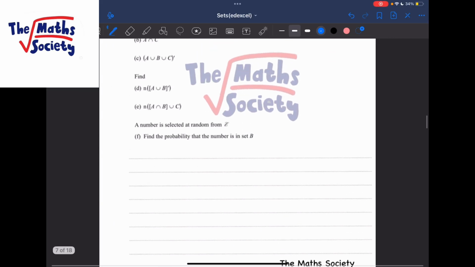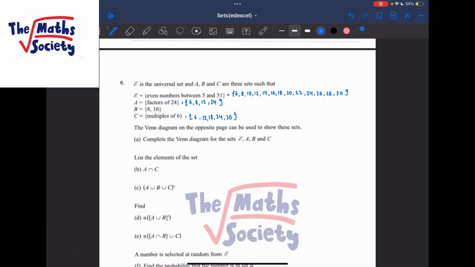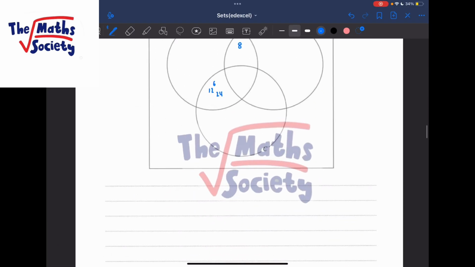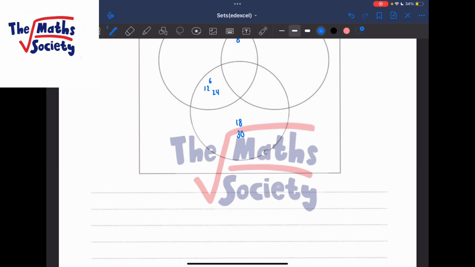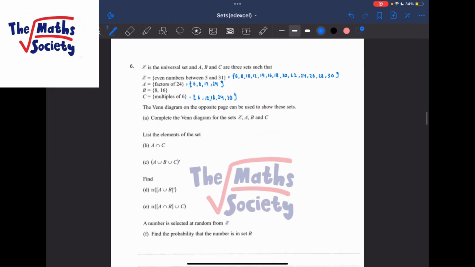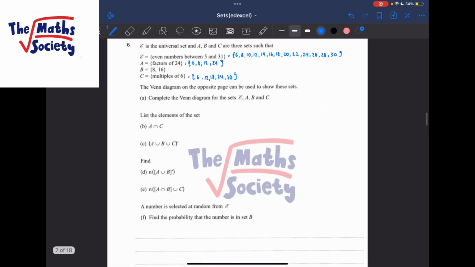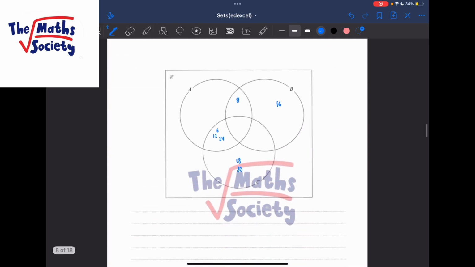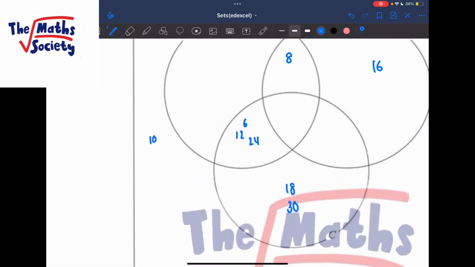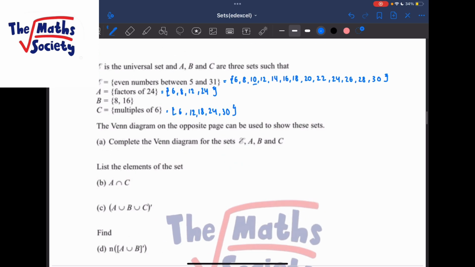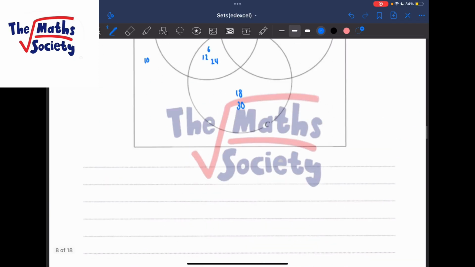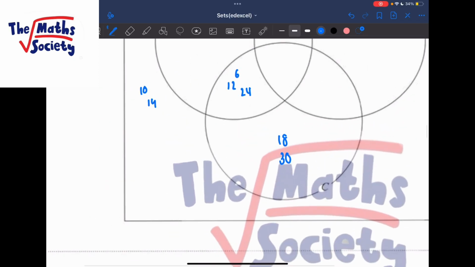And now we can do only C. Only C is just 18 and 30. And we can also do the same thing for B. B is just 8 and 16, so that's just going to be 16. And then A, we've used every one of them, so the other ones are just going to be on the outside. So that's just 10, I believe. 10, 14, 20, 22, 26, 28.